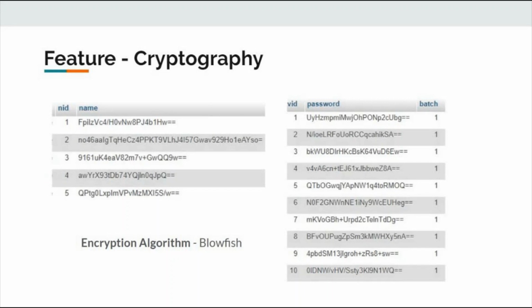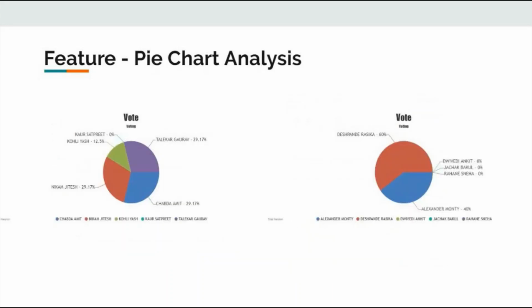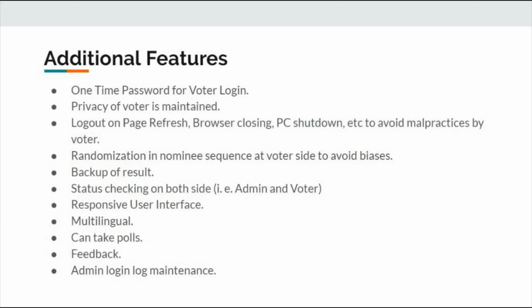The whole database has been encrypted using the Blowfish algorithm, which hasn't been cracked till now. Pie chart analysis is done for every algorithm. Additional features are voter privacy is maintained by giving anonymous usernames. In case a voter tries to do malpractices, he is logged out of the system. Nominee names are given in random fashion for each voter to avoid biases. Organizations can take polls to add new roles or to remove existing roles.